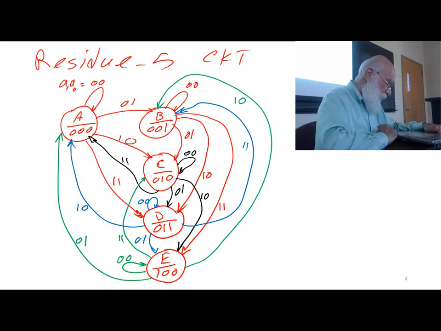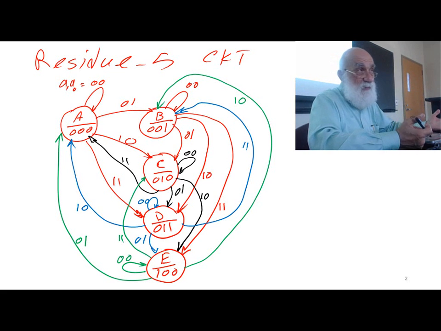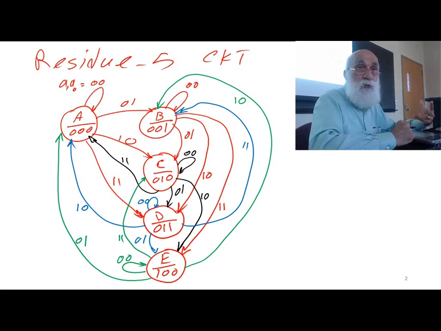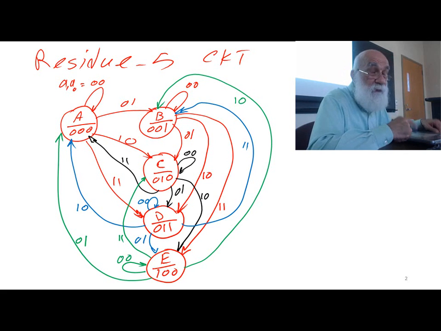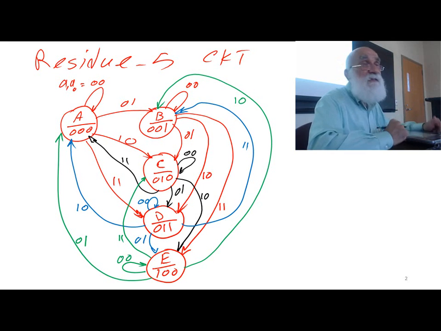1, 1. Alright, how many edges do I have out of each state? Because I have 2 inputs, I have 4 edges out of each state, as opposed to what I had in the past. You saw that I had 1 input, and therefore there were only 2 edges out. So that's the state machine.